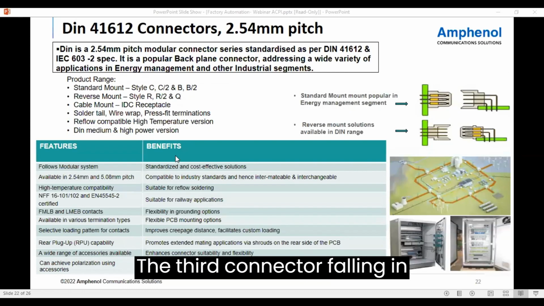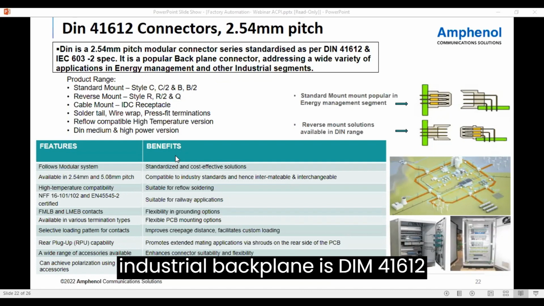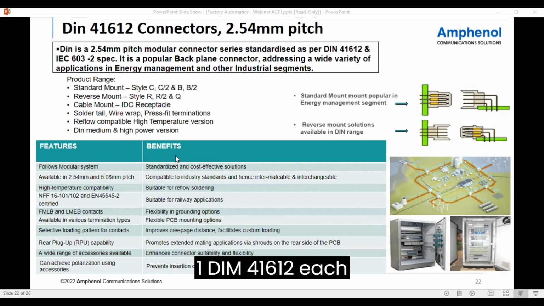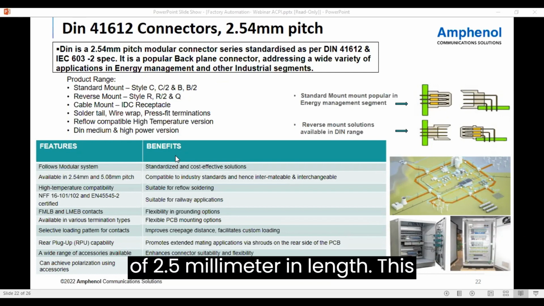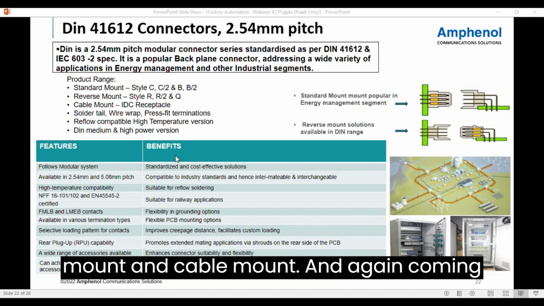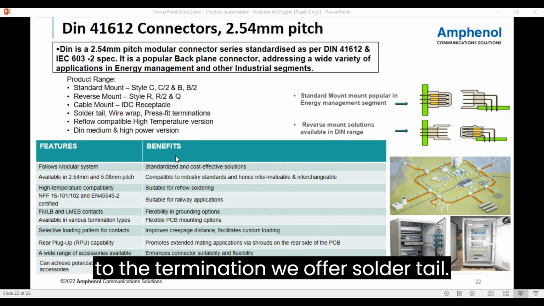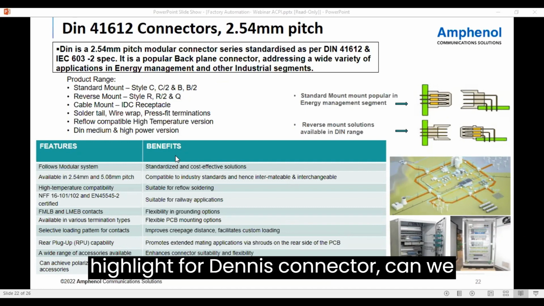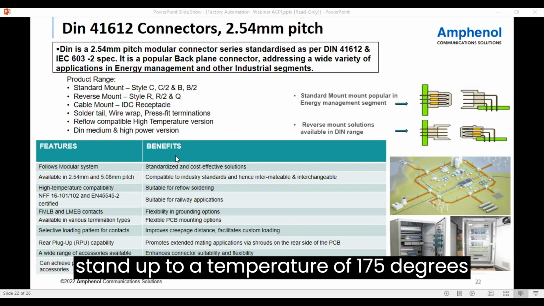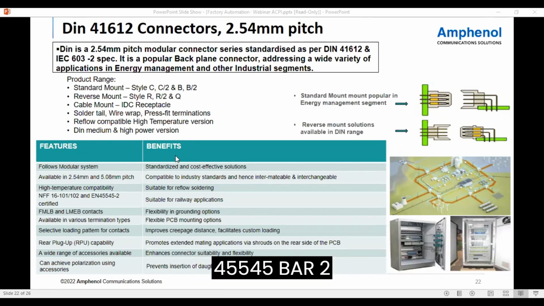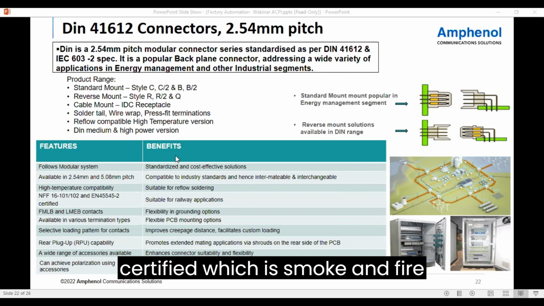The third connector falling in industrial backplane is the DIN 41612 connector. Again, following the DIN 41612 standard, with a pitch of 2.54 millimeter. This is available in standard mount, reverse mount, and cable mount. For termination, we offer solder tail, press fit, and wire wrap versions. One key feature I would like to highlight for DIN is that it can withstand temperatures up to 175 degrees centigrade, which is EN 45545-2 certified, smoke and fire compliant.